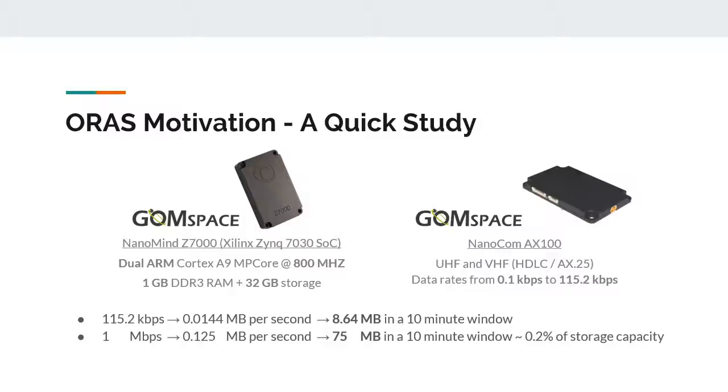But this remarkable increase in performance in terms of storage and processing is unfortunately not seen in communications equipment. Let's go to the subsystem on the right. We are talking about NanoCom, which is also a very popular CubeSat subsystem working on the UHF and VHF bands, and we can see that the data rates of the systems range from a few kilobits per second to a few hundred kilobits per second.